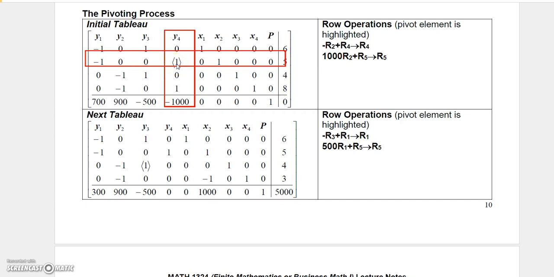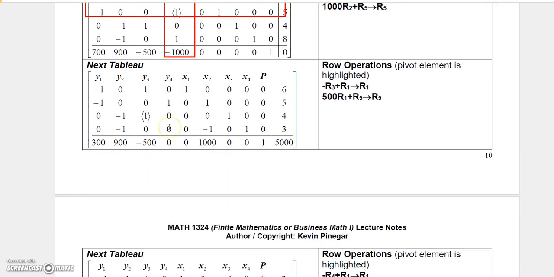Now, one thing is good about this, having these zeros. Since I have a 0 here and a 0 here, I don't have to do any work to get rid of them. So all I have to do is multiply this row by negative 1 and add it to row 4 to get rid of that 1, and then multiply this row by 1,000 and add it to the fifth row to get rid of the negative 1,000. And I'll let you go through those row operations yourself.